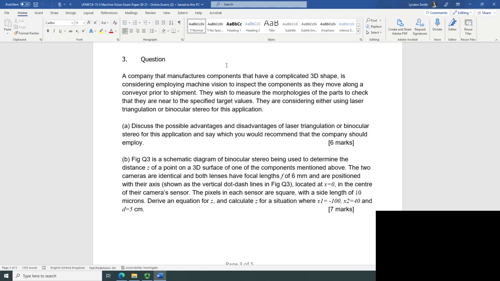Just in regards to the wording of that question, you only have to do the advantages and disadvantages for one of them, correct? Laser triangulation or binocular stereo. I would have done both. I mean, just the wording of that kind of reads like you only need to do one, but they will end up doing one of them in the exam and getting that done.